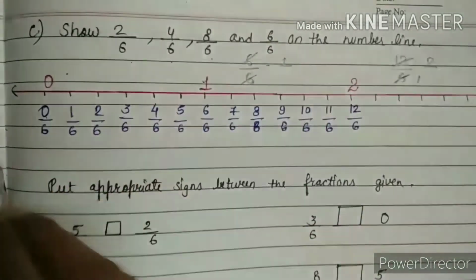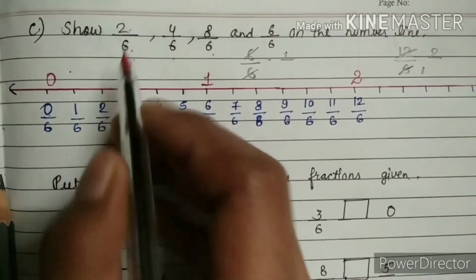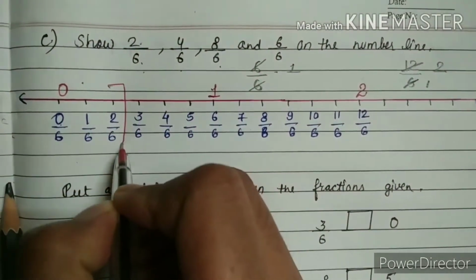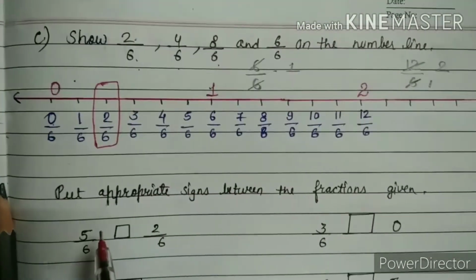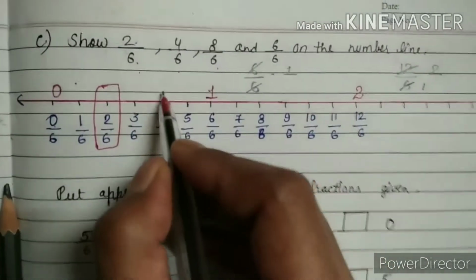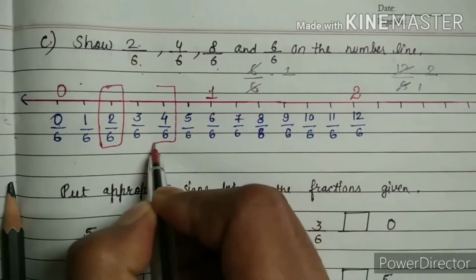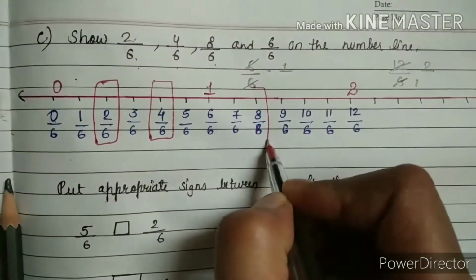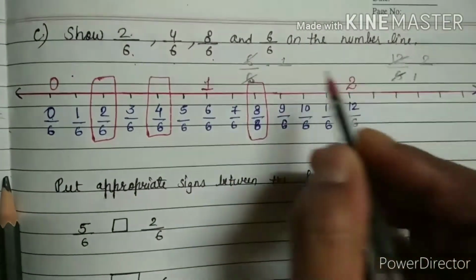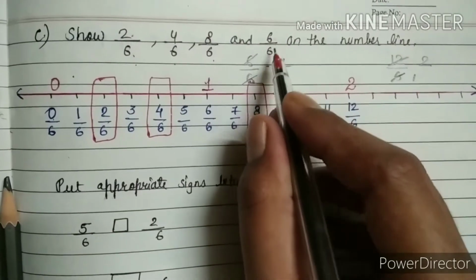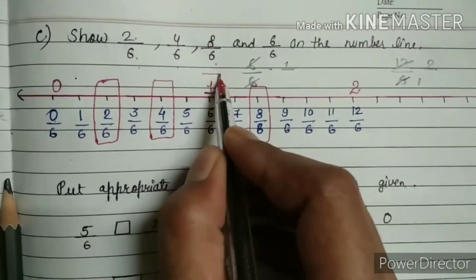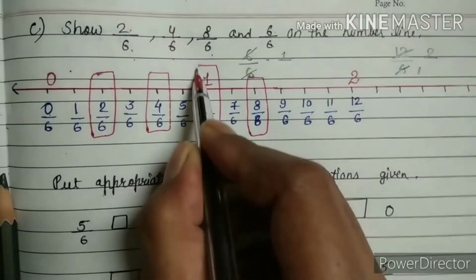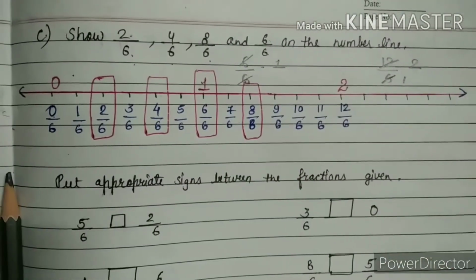Now we have to show first 2 by 6. So here is our 2 by 6. 4 by 6. So here is our 4 by 6. Now 8 by 6. So here is our 8 by 6. And one thing is 6 by 6, so this will become 1 here.